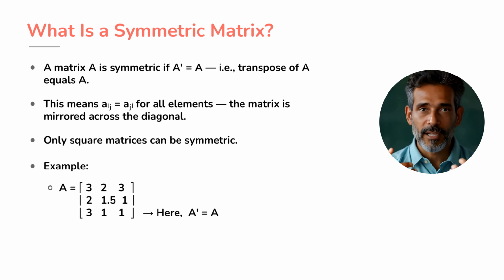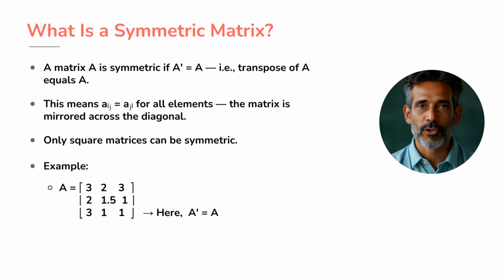A matrix A is symmetric if its transpose equals itself. Mathematically, that's A transpose equals A. This means for every element, A sub ij equals A sub ji, indicating mirror symmetry across the diagonal. But here's the key point, only square matrices can be symmetric. Because the transpose changes the shape from m by n to n by m, so both must be equal for symmetry to hold. Let's look at an example.